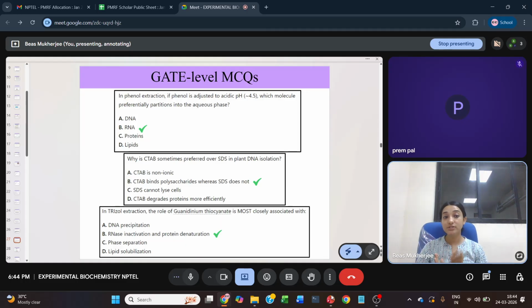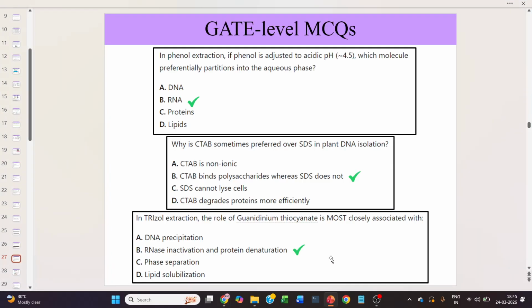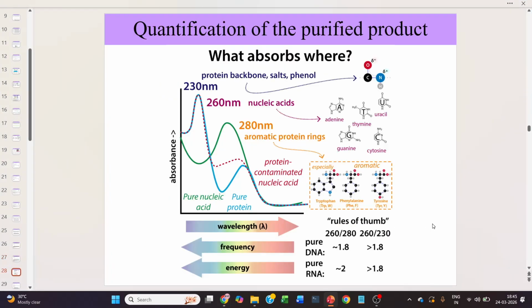Now, why is CTAB sometimes preferred over SDS in plant DNA isolation? CTAB, remember, is positively charged, right? So if it is positively charged, the polysaccharides are negatively charged. So definitely they are going to come and bind, right? So CTAB binds to the polysaccharide and SDS does not, because SDS is also negatively charged. Correct? Okay. In TRIzol extraction, the role of GITC is RNase inactivation and protein denaturation. Phase separation, remember, is what phenol and chloroform are doing, right? So phase separation is not the work of GITC.